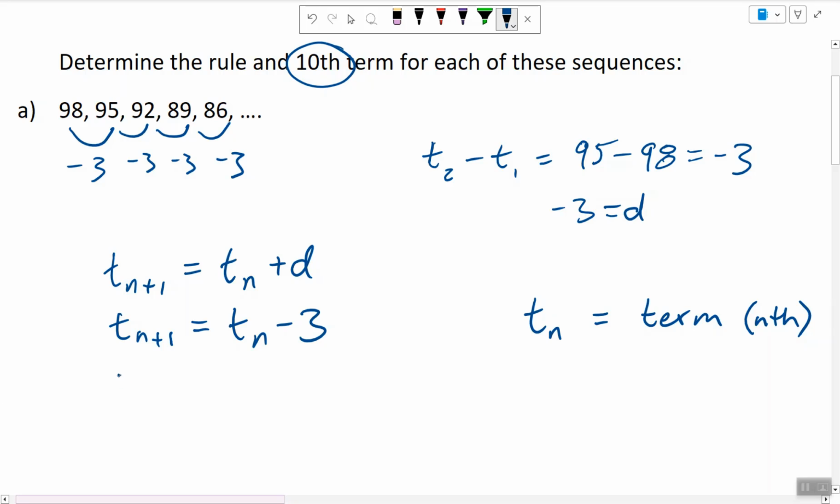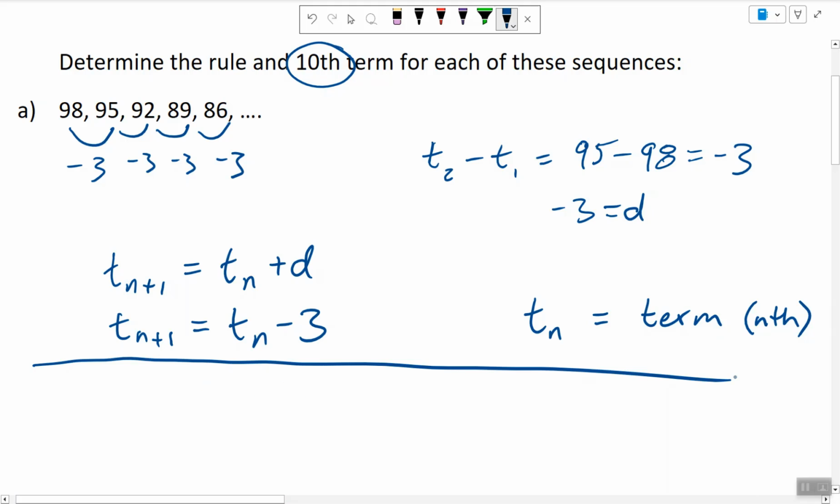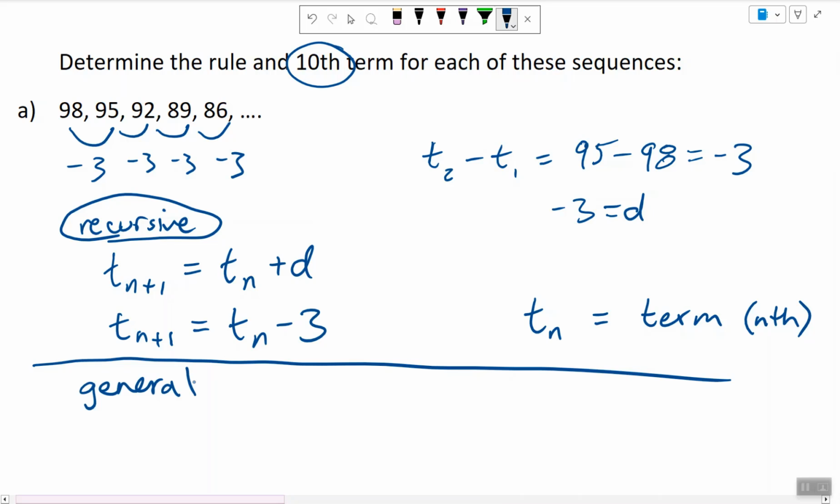So we could find the 10th term, but we would need the 9th term, and we don't have that. This rule is called the recursive rule, or the recursive form. The general form is, I call it the more powerful one, or the more valuable, the better one.